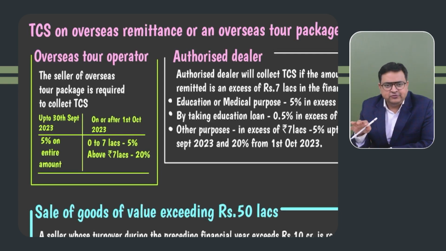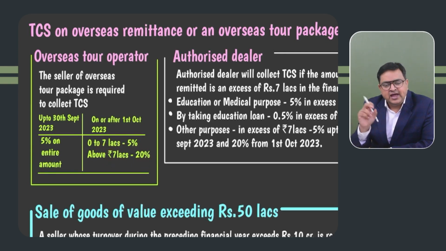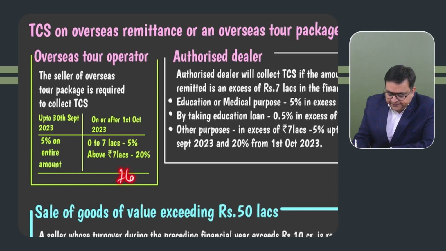If it is up to 7 lakh, they will be collecting 5%. But if it is more than 7 lakh: up to 7 lakh, 5%; more than 7 lakh, 20%. So let's say now you are going outside and you have purchased a package of 10 lakh rupees. On 7 lakh, it would be 5%. And in excess of 7 lakh, that is, let's say 3 lakh, it would be 20%.